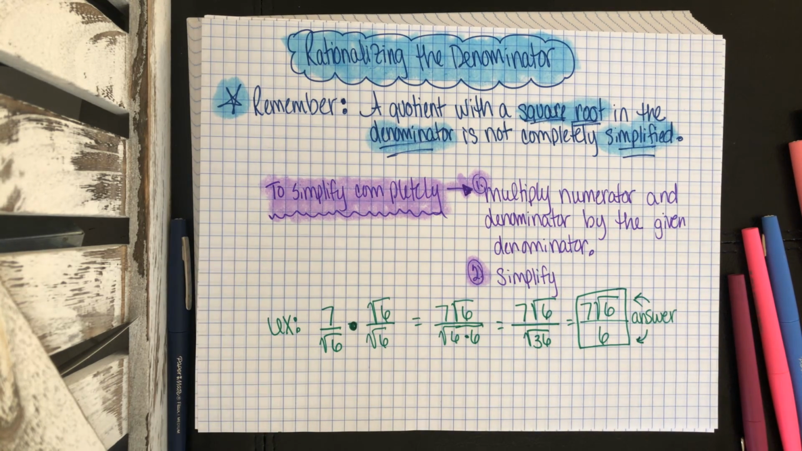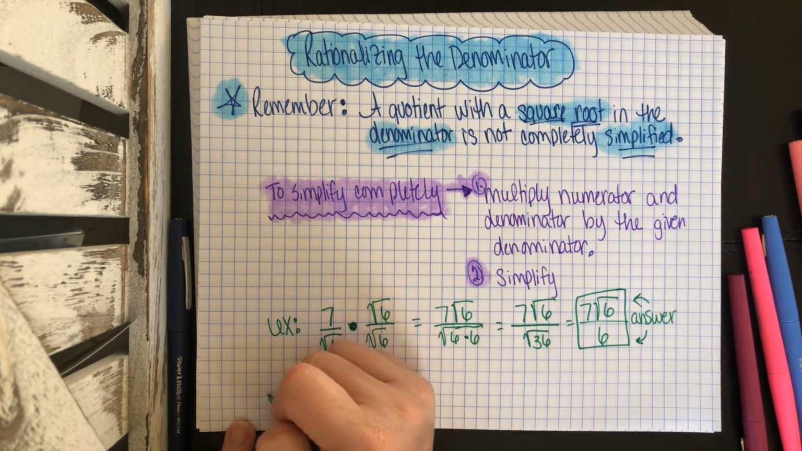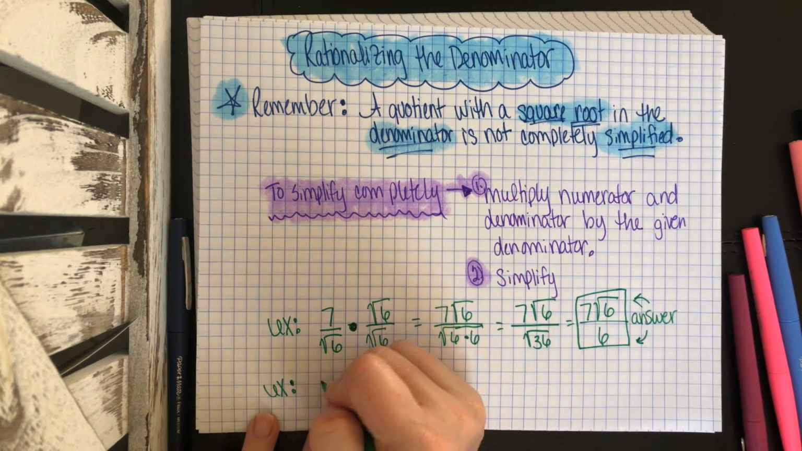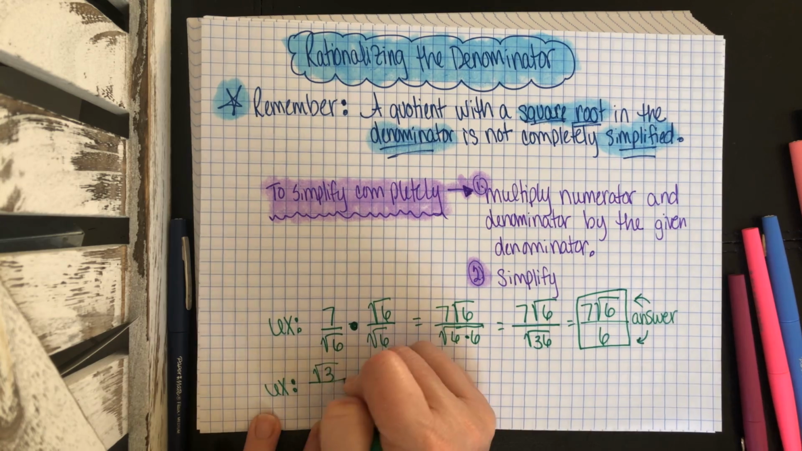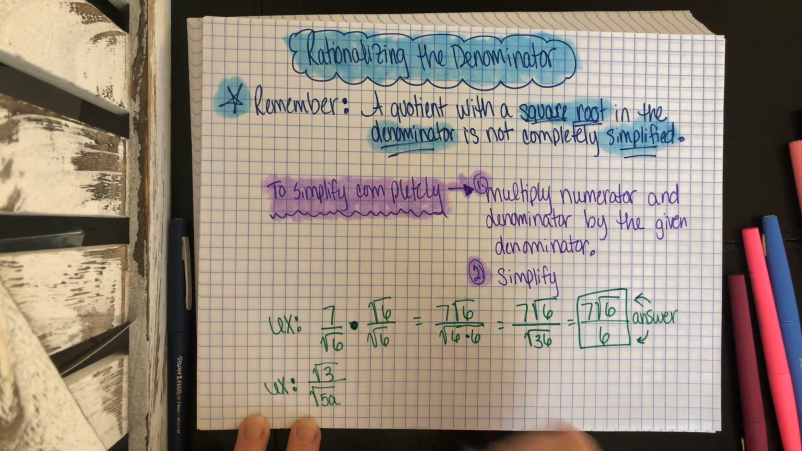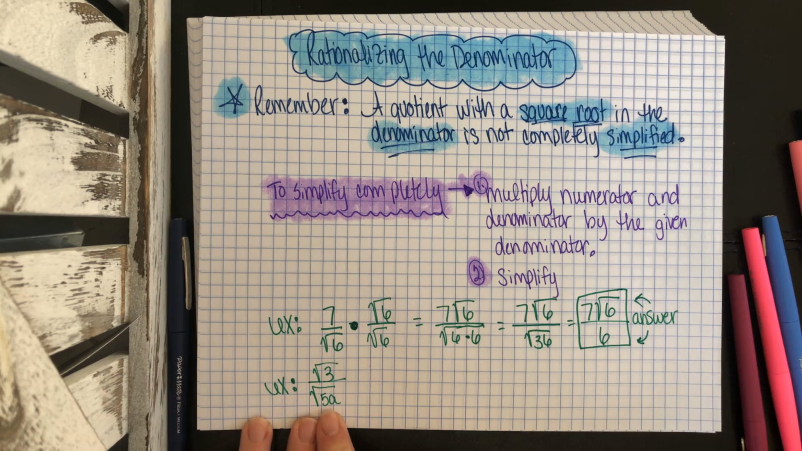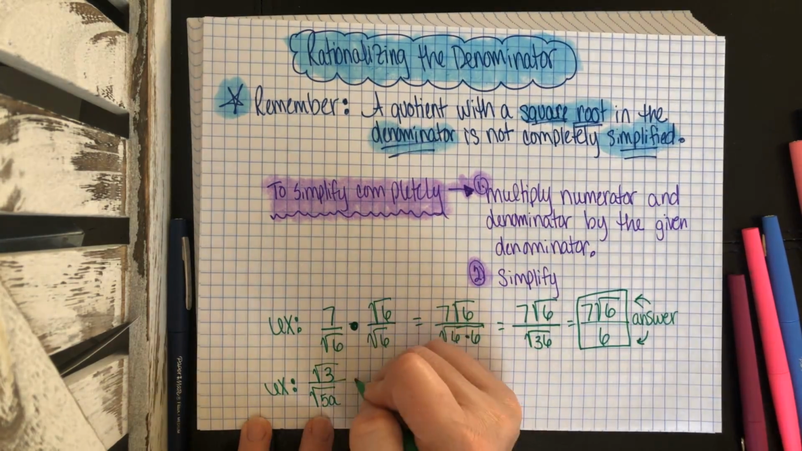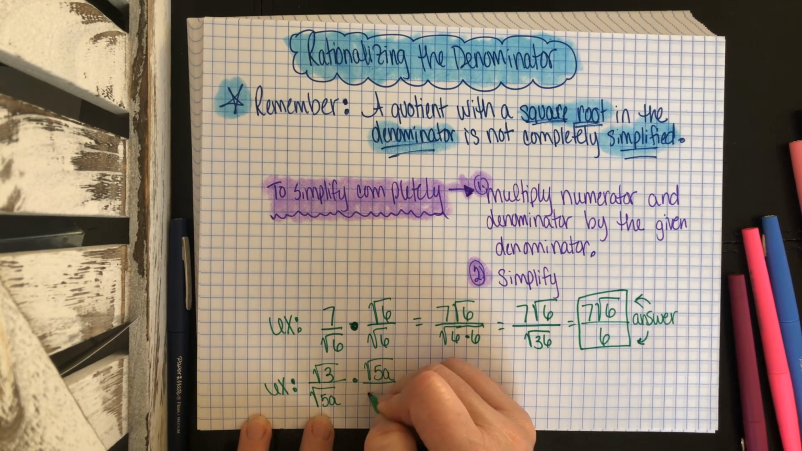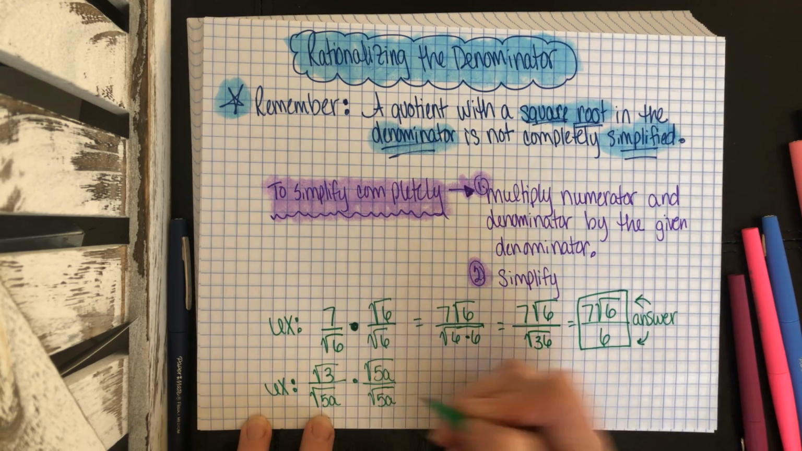Let's try one more example. We'll do one with some variables in it. So in this one, we have the square root of 3 over the square root of 5a. So in order to simplify this, we cannot have the square root in the denominator, so we have to multiply numerator and denominator by the given denominator. So we're going to multiply this by the square root of 5a and this by the square root of 5a.